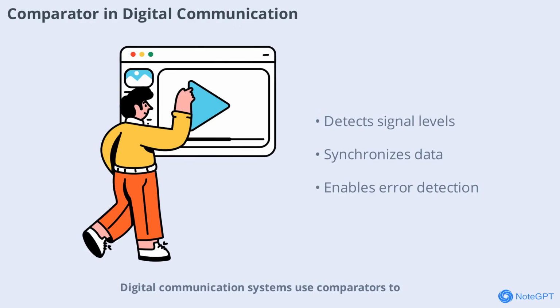Digital communication systems use comparators to detect signal levels and synchronize data transmission. By comparing incoming signals to reference levels, the system can accurately interpret data. Comparators are essential for error detection and reliable communication in networks.